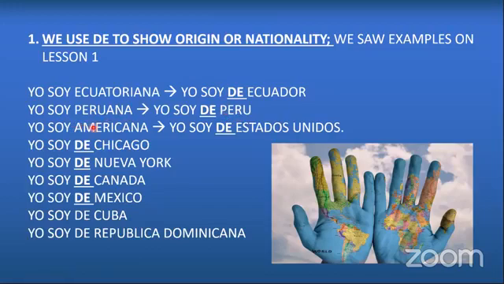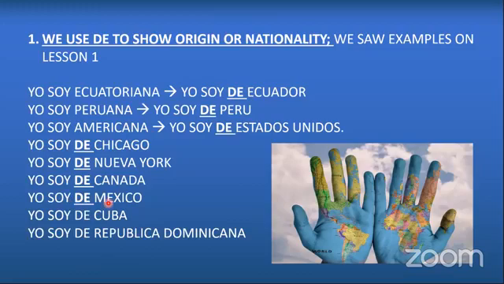Yo soy americana. I am American. Yo soy from United States. Yo soy de Estados Unidos. In this case, it's not of, it's more like from. Yo soy de Chicago. I am from Chicago. Yo soy de Nueva York. I am from New York. Yo soy de Canadá. I am from Canada. Yo soy de Mexico. I am from Mexico.